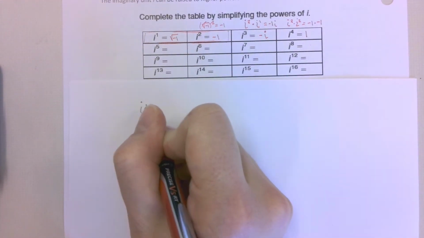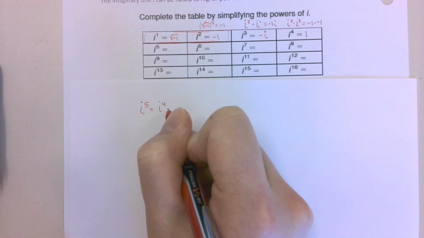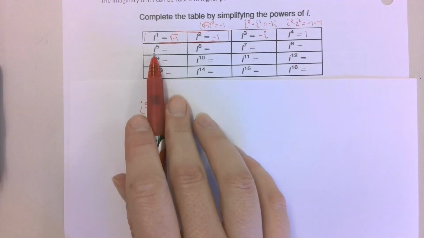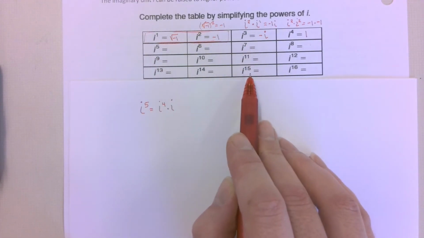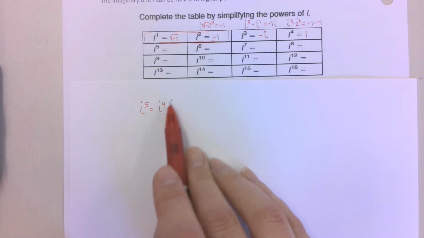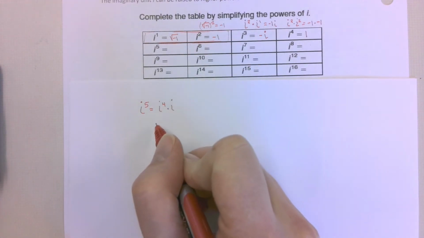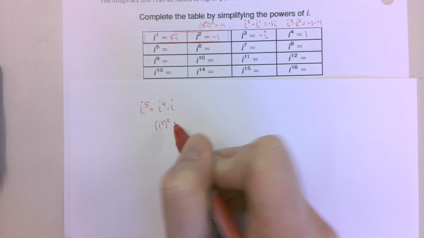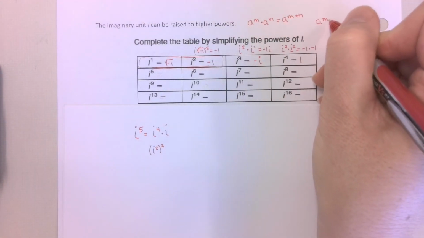So i to the 5th is an odd power. So I want to write it as i to the 4th times i to the 1st. Now this is taking some effort, but the idea is anytime I have an odd power, a 5, a 9, a 13, a 7, 11, a 15, I'm going to have an extra i hanging out. I always want to work with even powers. And the reason I want an even power is because i to the 4th can be written as i squared to the 2nd.